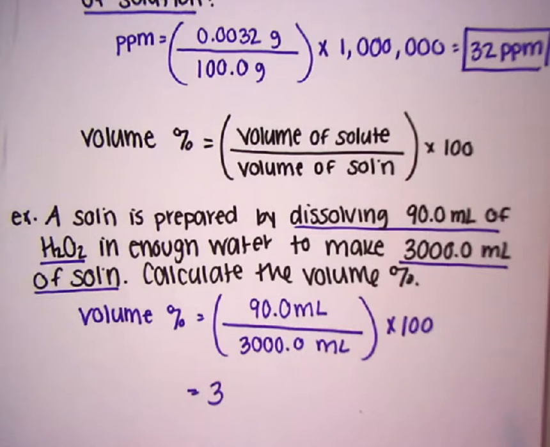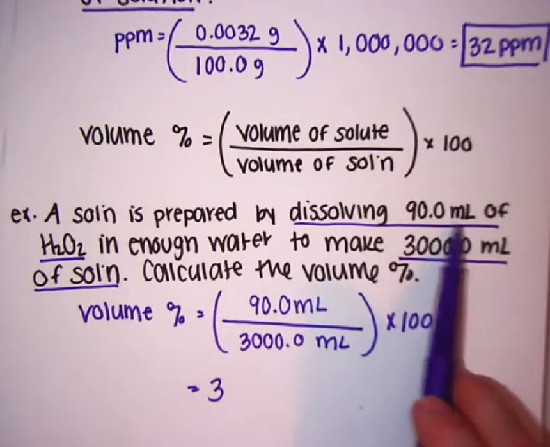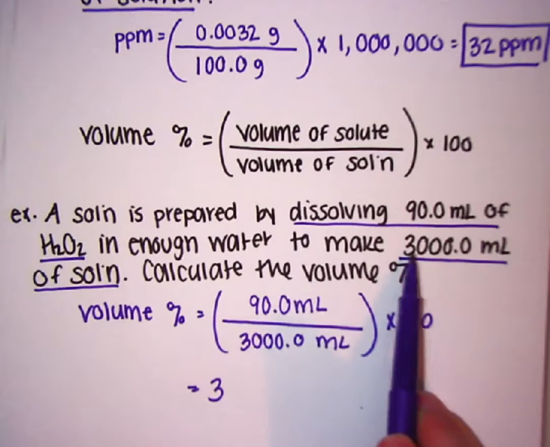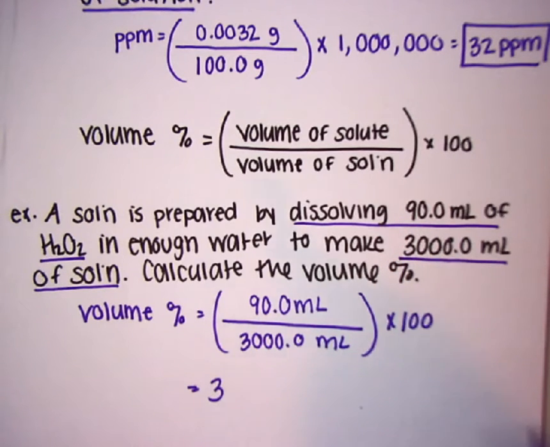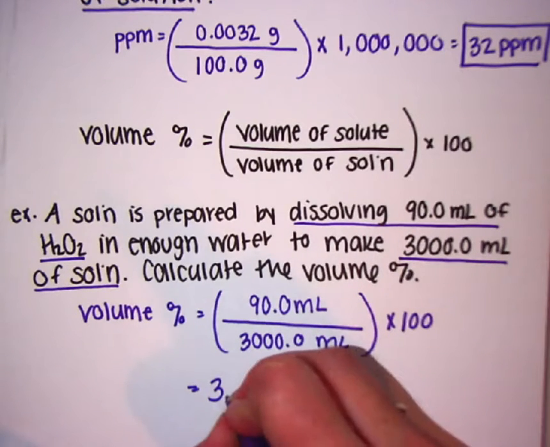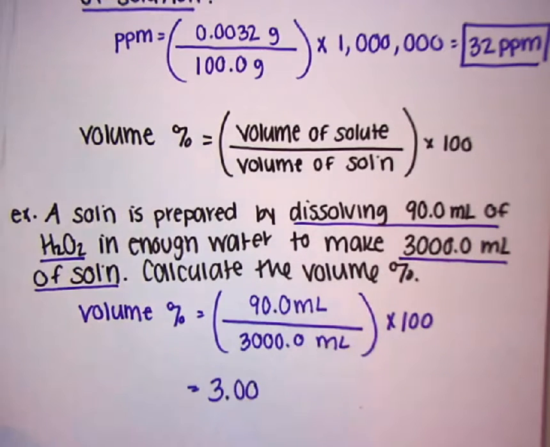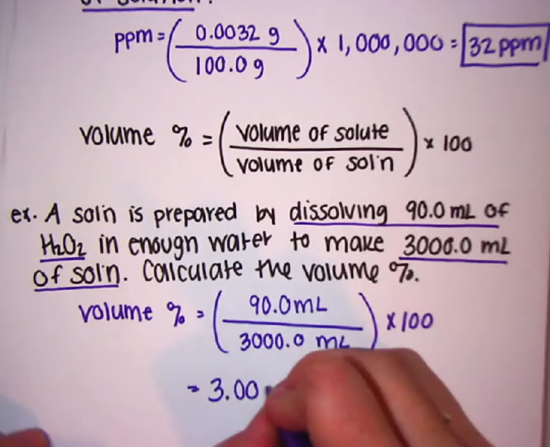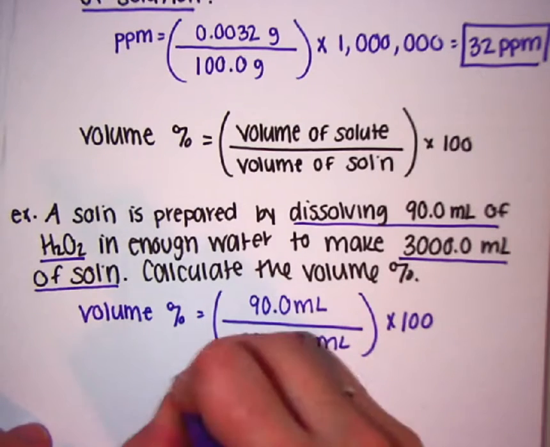Let's look at significant figures. 90.0 has 3 sig figs. 3,000.0 has 1, 2, 3, 4, 5 significant figures. When multiplying or dividing, we round to the least number of significant figures, which is 3. So in order for our answer to have 3 significant figures, I'm going to add a decimal place and 2 zeros. 3.00%.